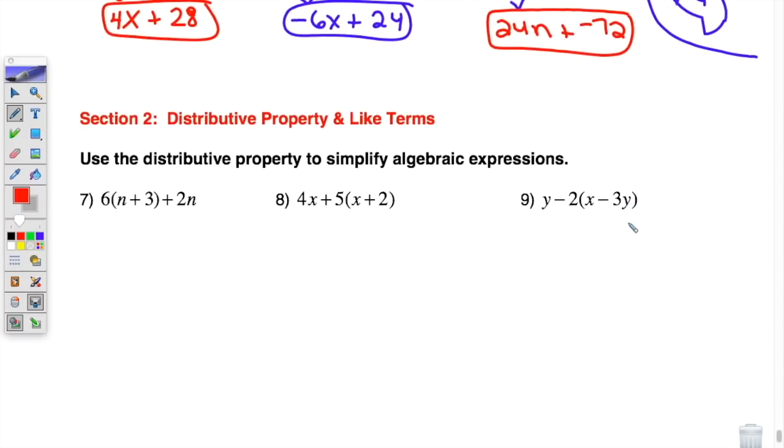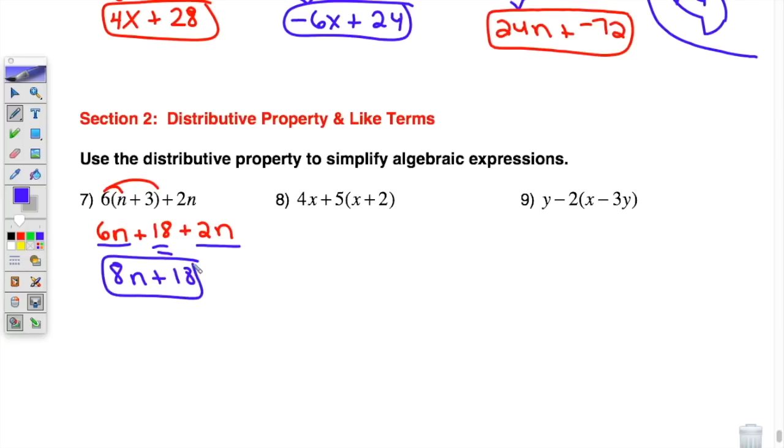Now we're going to use the distributive property and combine like terms. So we're going to use the distributive property to simplify expressions. So I have 6 times the sum of n plus 3 plus 2n. Start by clearing away the parentheses, distribute. And in this step, we can mentally multiply and distribute without showing our step that we did above. So 6 times n is 6n plus 6 times 3, and we can replace that with 18 plus 2n. Now combine like terms. 6n plus 2n is 8n plus 18, and that is simplified.